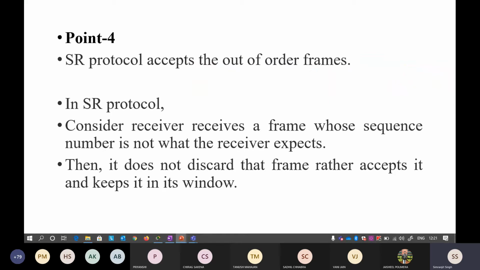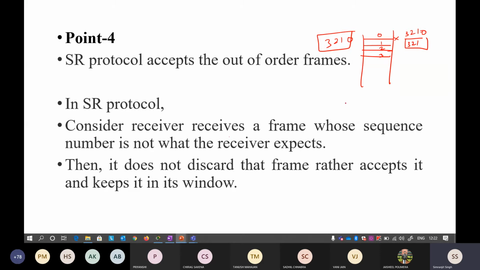Okay, so now the fourth point is that the SR protocol can accept out of order packets. I already gave you an example. The window is 0, 1, 2, 3 and it is going to be transmitted. If the first packet got discarded, it is still accepting 1, 2, 3. So it can accept out of order, meaning it should be expecting the 0th packet, but if it does not receive it, it can accept all the other packets because it has a window, a buffer to store them. That is the advantage of it.